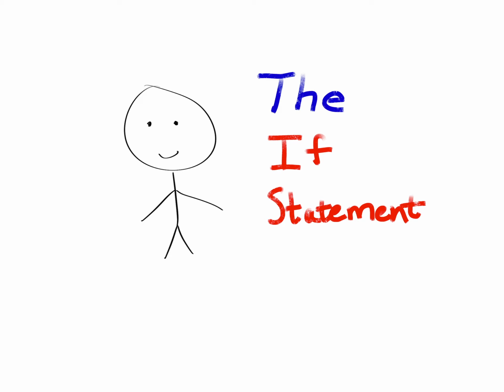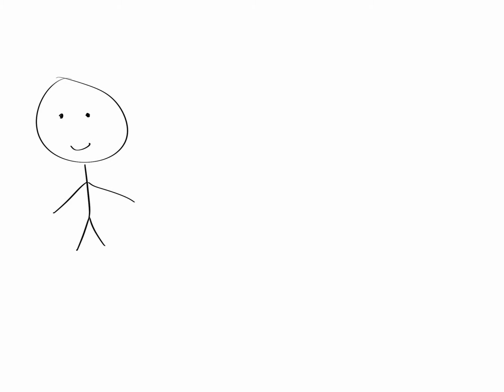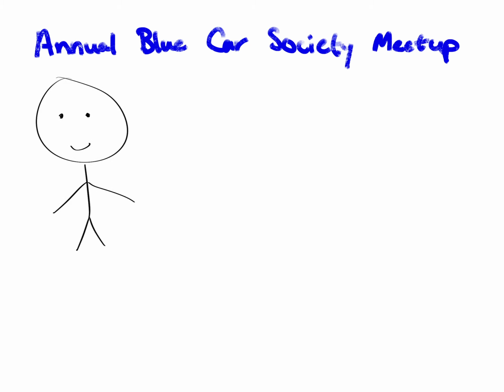The if statement allows you to branch execution, meaning you can tell your program to do one of two things depending on the state of the program. It's best to describe this through example, so let's take a look at one now. So let's say you find yourself at the annual Blue Car Society meetup. It's oddly specific, I know, but it's great for this example.